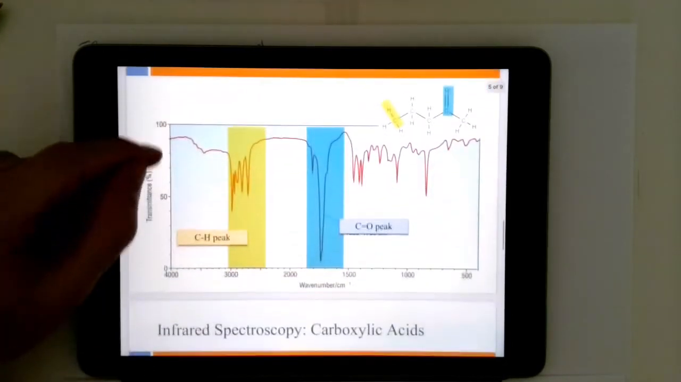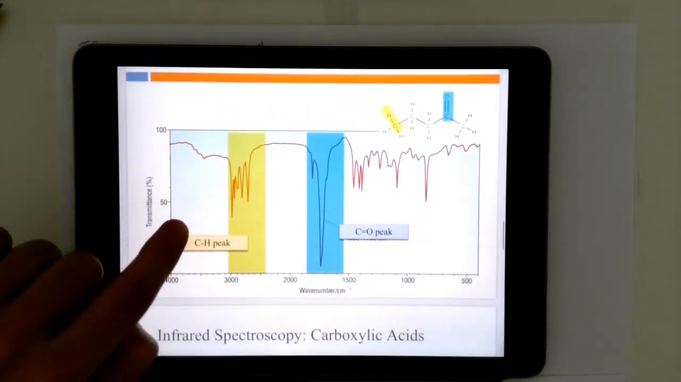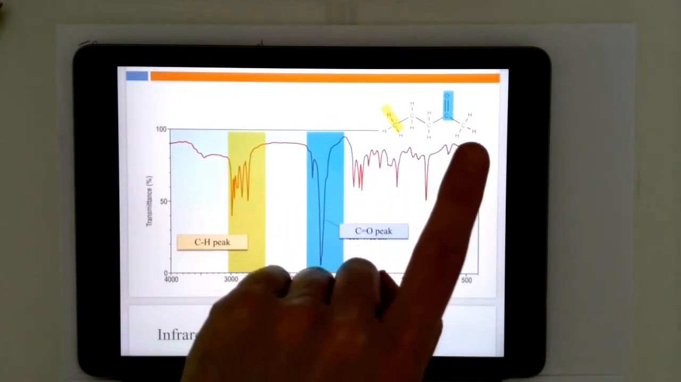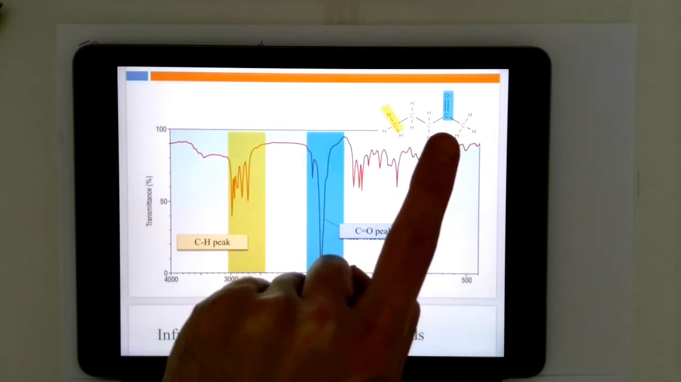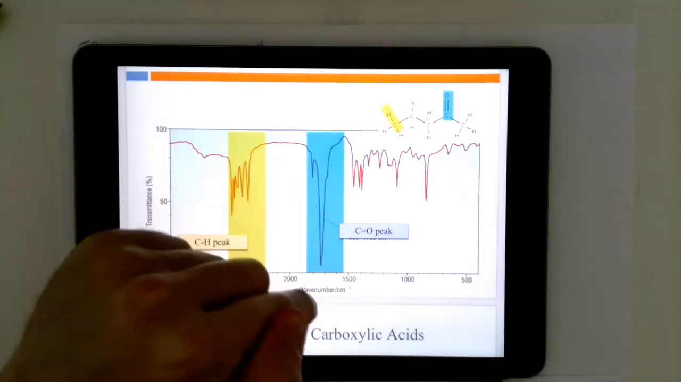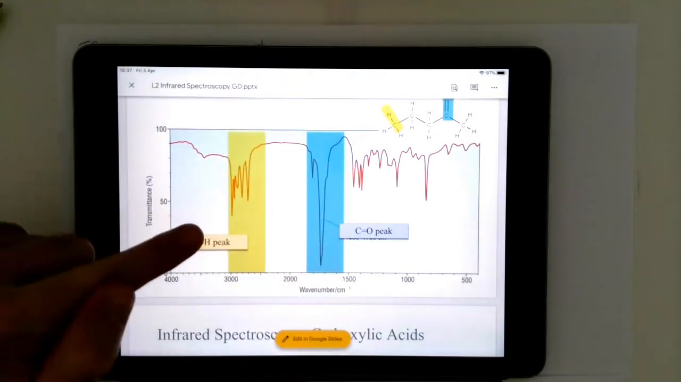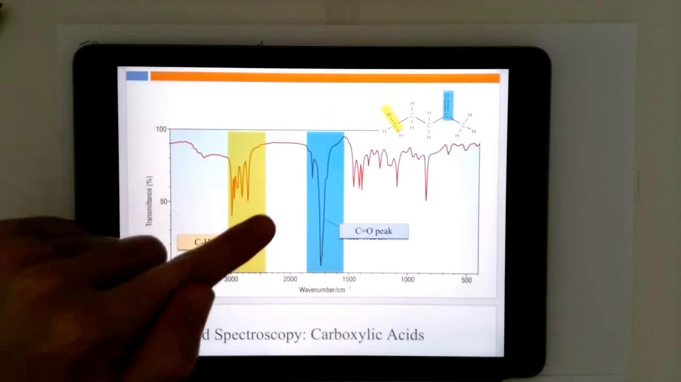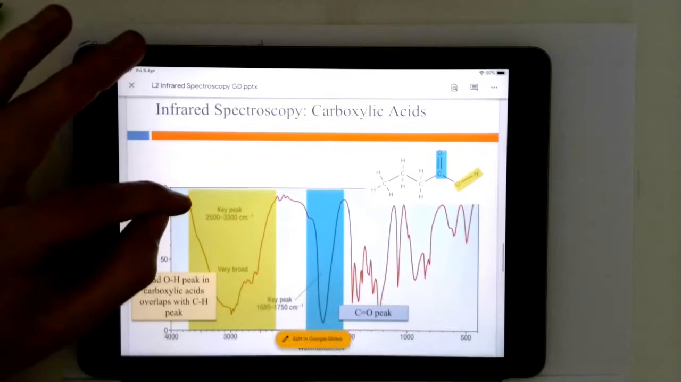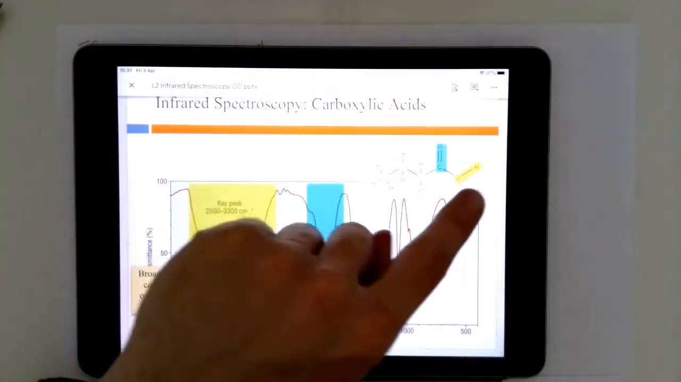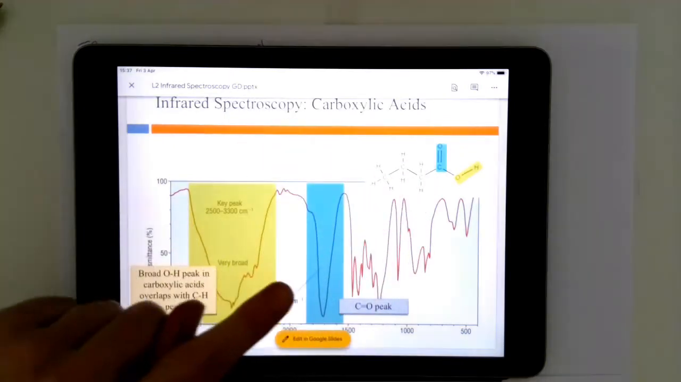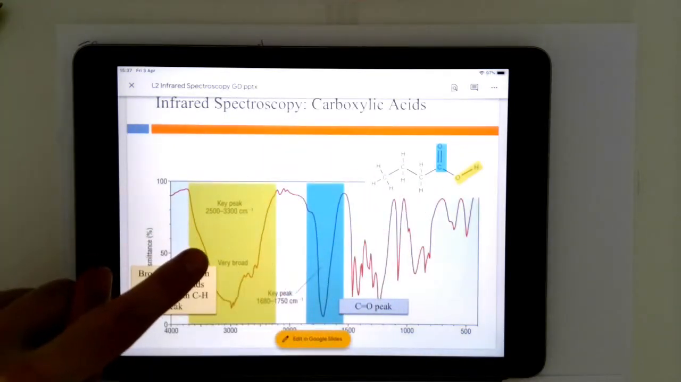If we go further down, this is a ketone. We've got pentan-2-one. So it's got a carbon to oxygen double bond. Carbon to oxygen double bond should be between 1,650 and 1,750, so it's that one. And then we've also got carbon to hydrogen peaks, which are over here. Carboxylic acid tends to look like that. So the main peaks to look out for are the OH and the carbon to oxygen double bond peaks. So there's the CO double bond peak, and there's the OH peak.